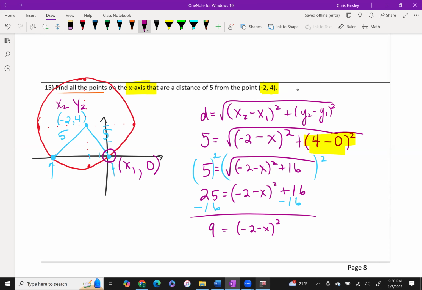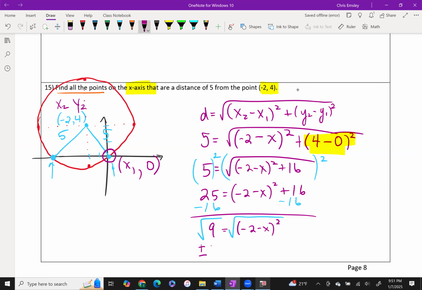And again, trying to solve for that x. It would be nice if that exponent was gone, right? So I need to take the square root of both sides. And when we are solving equations and we take the square root of both sides, even root of both sides, we need to remember to put in a plus or minus, okay?